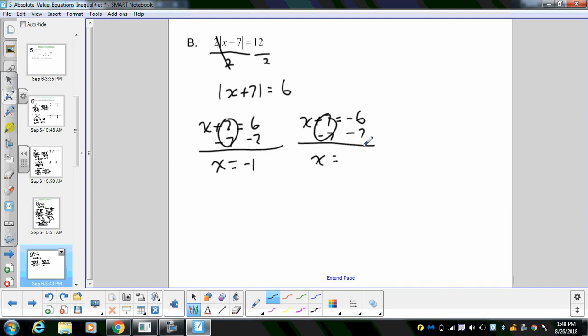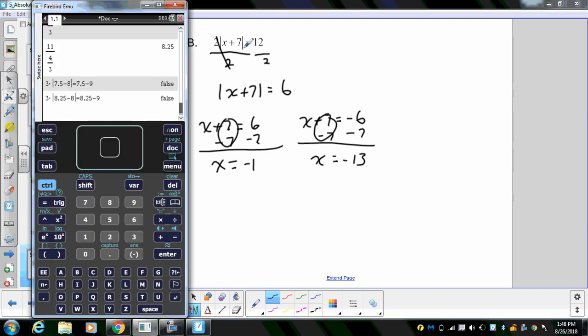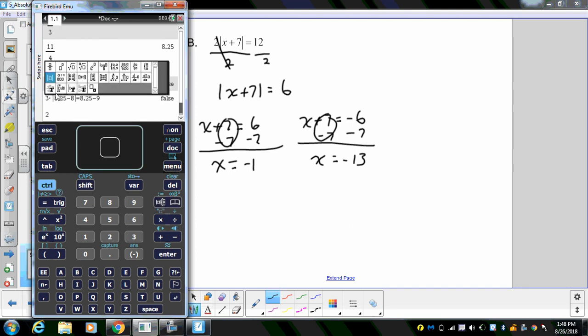And negative 6 minus 7 gives me negative 13. Alright, but let's check it to make sure it actually works. So we're going to try our new concept. And I'm going to just use this one right here. So that's going to be 2. Remember the button next to the book, the second one, or the first one in the second row.